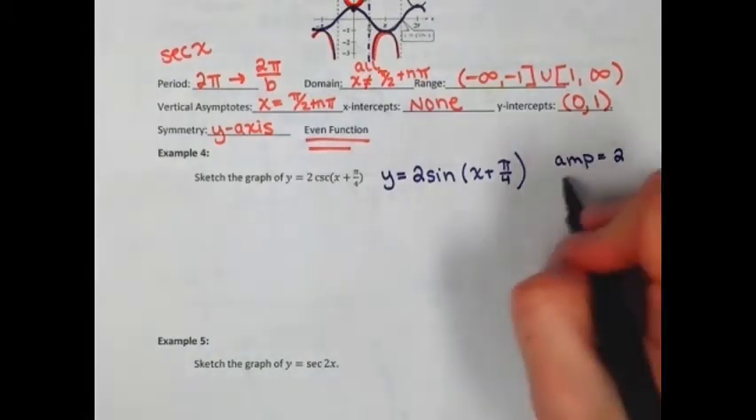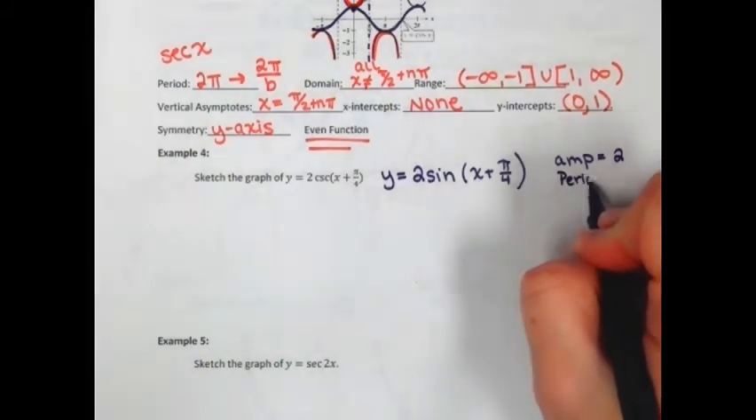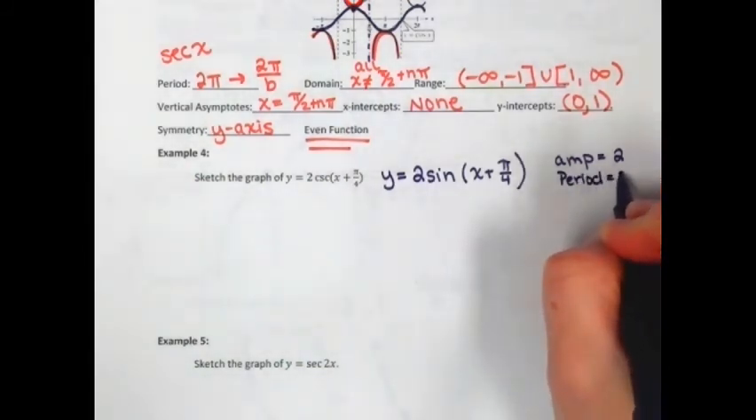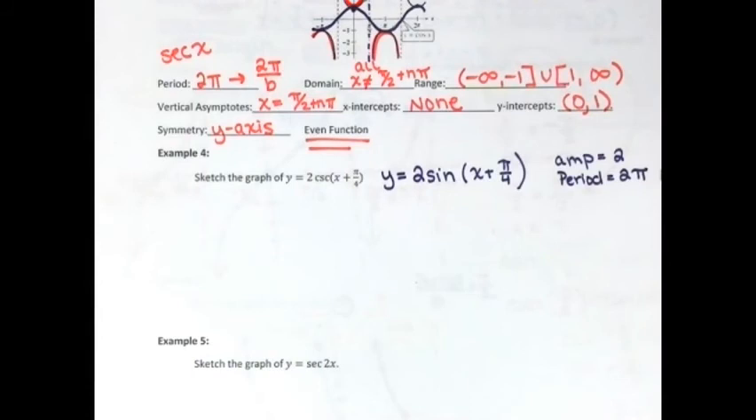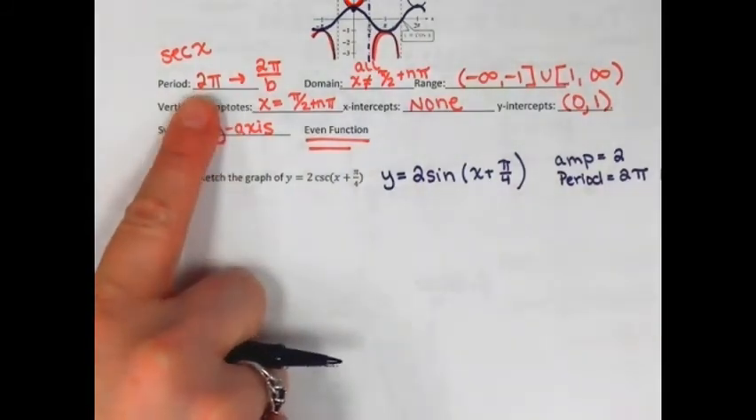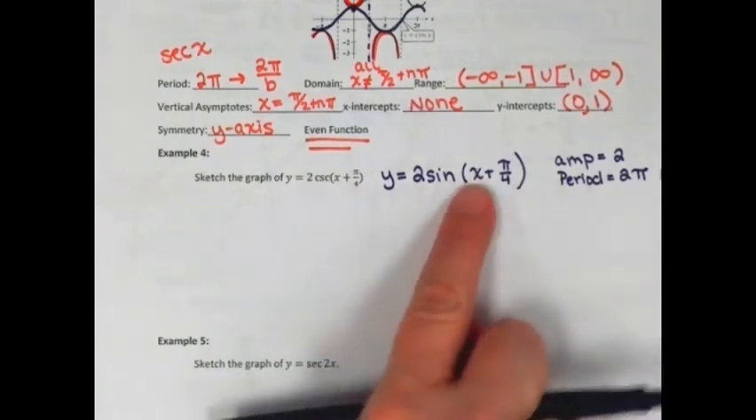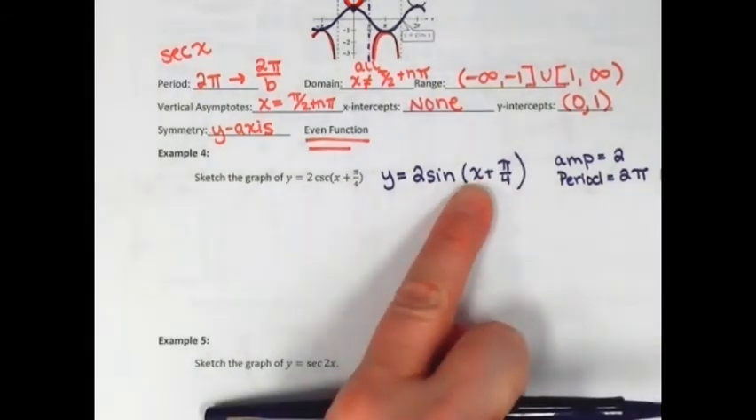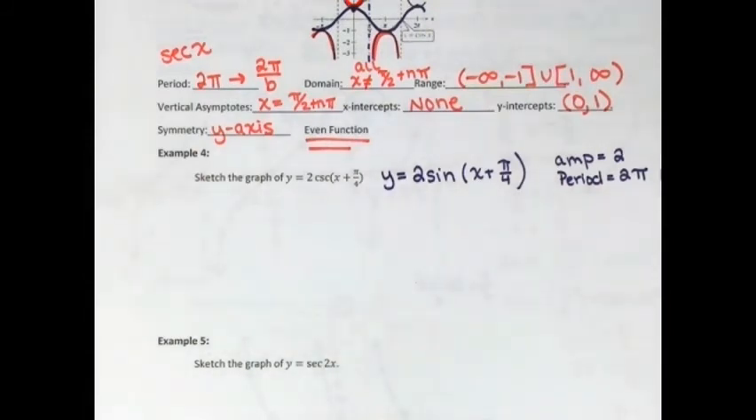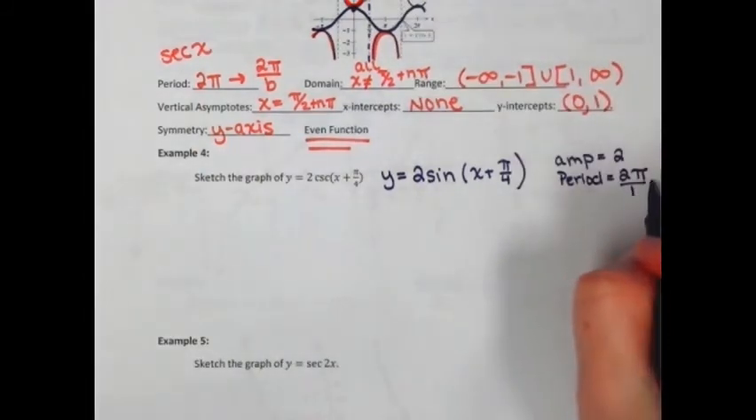What is my period? 2 pi. Why is it 2 pi? Because the sine is always 2 pi. Okay, because it goes from 0 all the way through 1 rotation to 2 pi. Okay, because we have to go up and we have to go down. The b, what's in front of x? What's the number being multiplied? 1. So 2 pi divided by 1 is still 2 pi. So do we need to write that in? No.